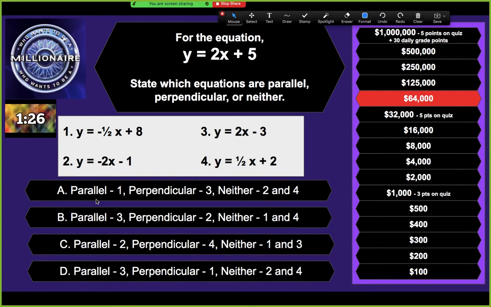If it's parallel, they should have the exact same slope. If they're perpendicular, they should have opposite reciprocal slope, meaning that you're changing the sign from a positive to a negative, and you're flipping your fraction around. And lastly, if it's neither, it means that it was not parallel, so they're not exactly the same, and they're not perpendicular. They might have done the opposite, but not flipped your fraction, not done the reciprocal, or they might have flipped your fraction, but not changed it to be the opposite. Okay, so this is a good time to pause it now.